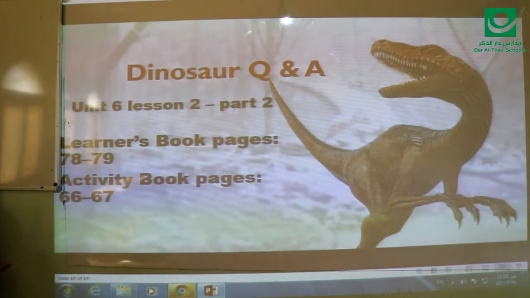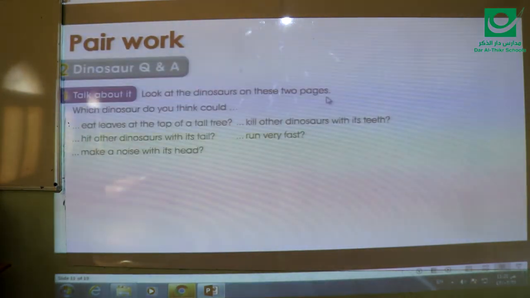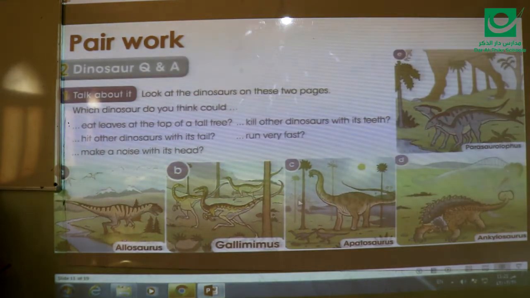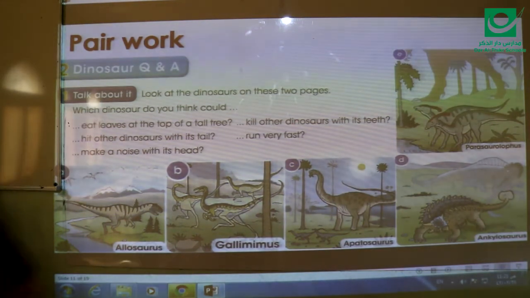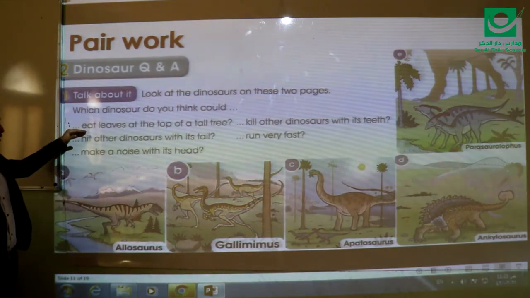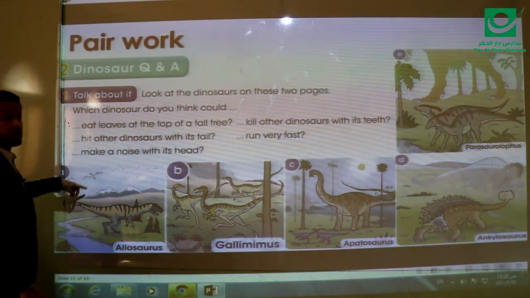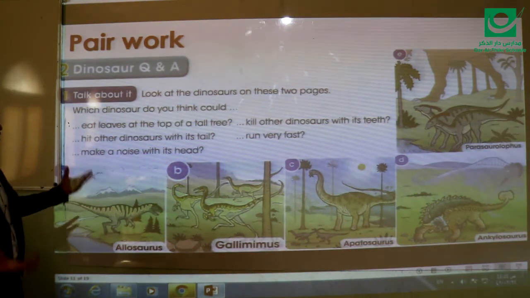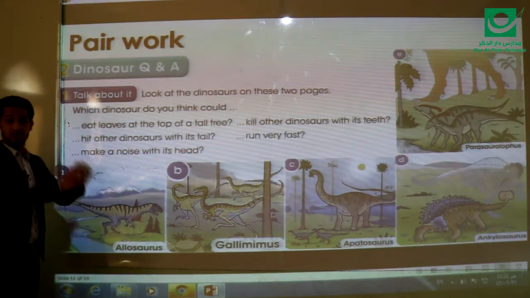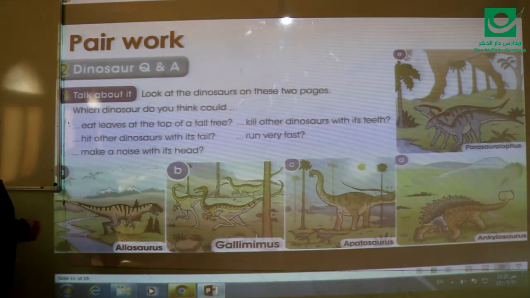Okay, let's move to the next slide. We have questions about dinosaurs, and these are some questions about them. I'm gonna show you now some pictures of dinosaurs. Different kinds of dinosaurs. 5 pictures, A, B, C, D, and E. And we have 5 sentences. Each sentence is related to one kind of these 5 kinds. So you're supposed to do what? You're supposed to match a picture with a sentence. You understand? So let's read the sentences first.